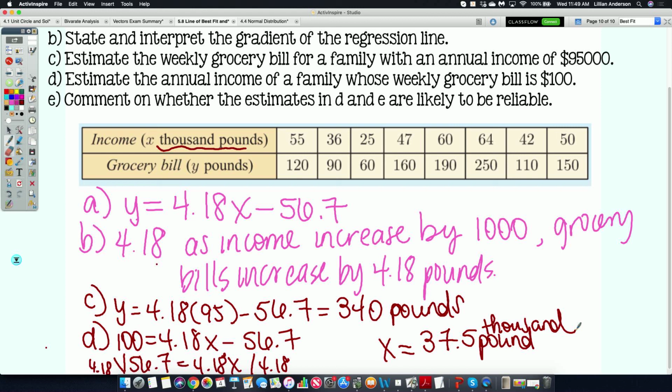So when it says to comment on whether the estimates in D or E are likely to be reliable, D would be. Oh, sorry. It's C and D. Sorry, it should be C and D. So I get for copying and pasting. All right. So D, when it asked me for my annual income, it would be reliable because it's an interpolation, but C is not reliable.